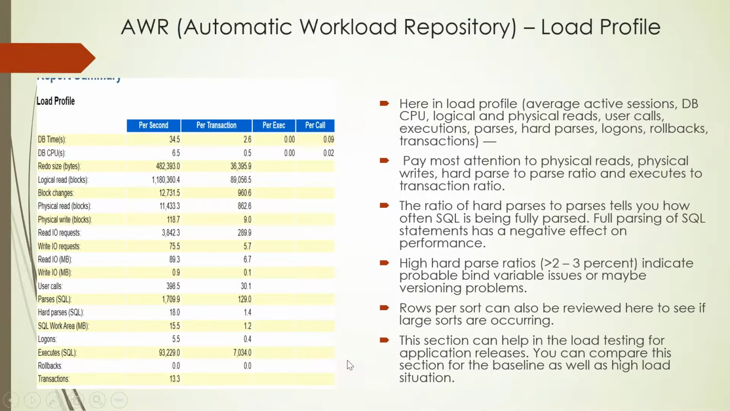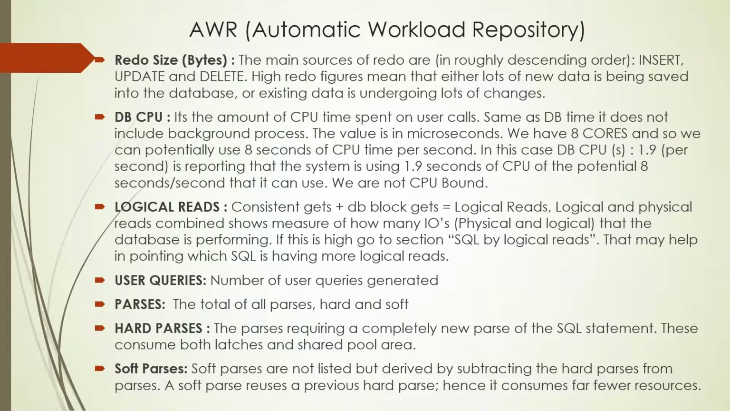So DB CPU, this is the CPU that we have listed over here, 6.5. Okay, so what is this DB CPU? It is the amount of CPU time spent on user calls. It's similar to the DB time that we talked about, the amount of time spent in the database for serving SQL queries; in a similar fashion, this is the amount of CPU time spent for particular user calls. It does not include the background processes, so we need to keep in mind that we should take other AWR reports and find out if any background processes are impacting the database performance, because this DB CPU and DB time will not include any background process.